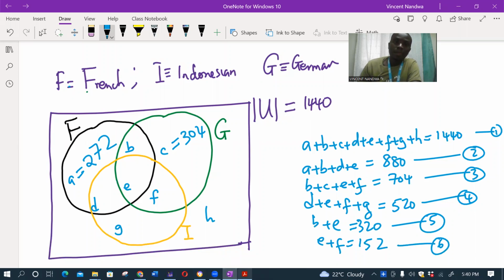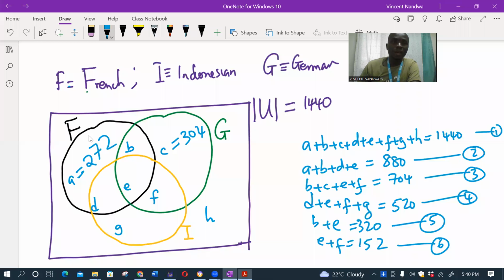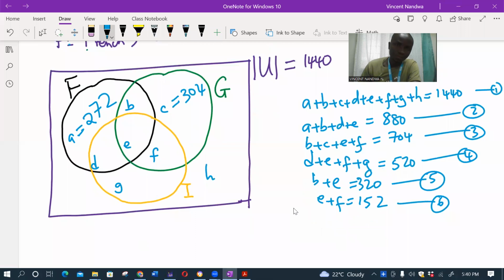And then 360 study both Indonesian and French. The I and F meeting point should give us a total of 360. I and F meet at D and E, so D plus E should be 360. Call that one 7.